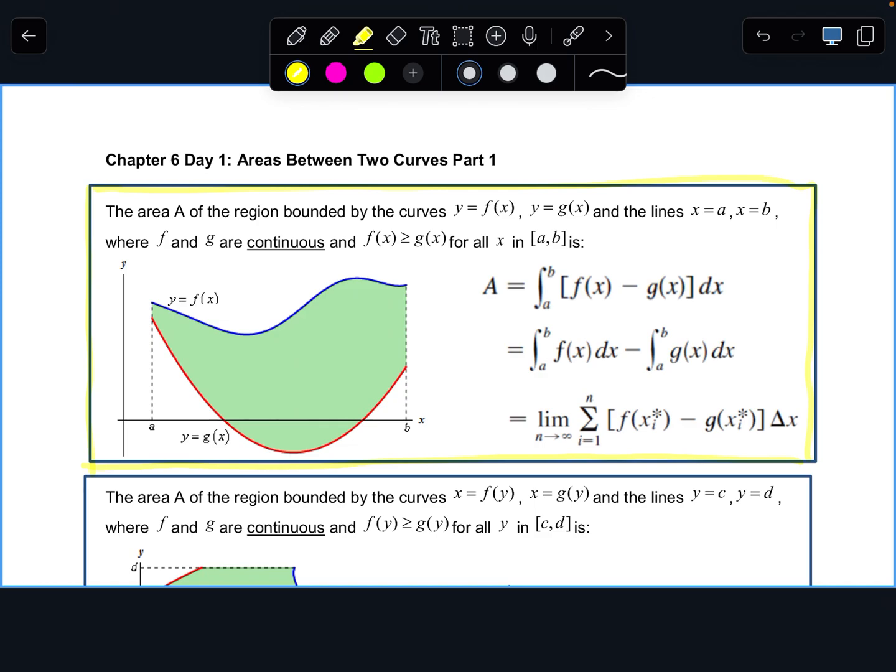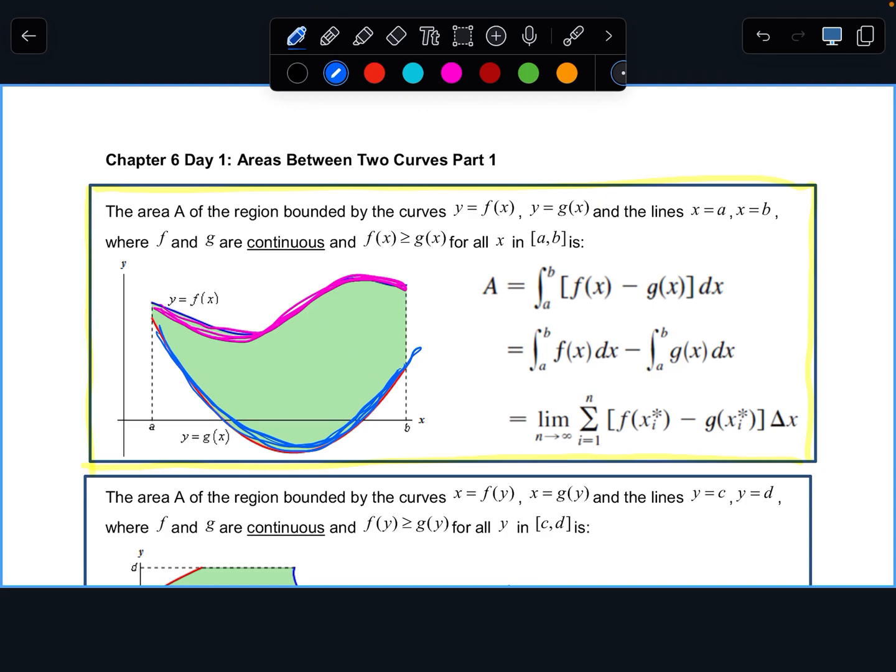To find the area of this goofy shape, I'm going to do the above function as pink and the below function as blue. Things to keep in mind: integrals have not changed. Your dx is still like a width. If you look at this, this is the height, this is the width, and you're taking an infinite amount of rectangles.